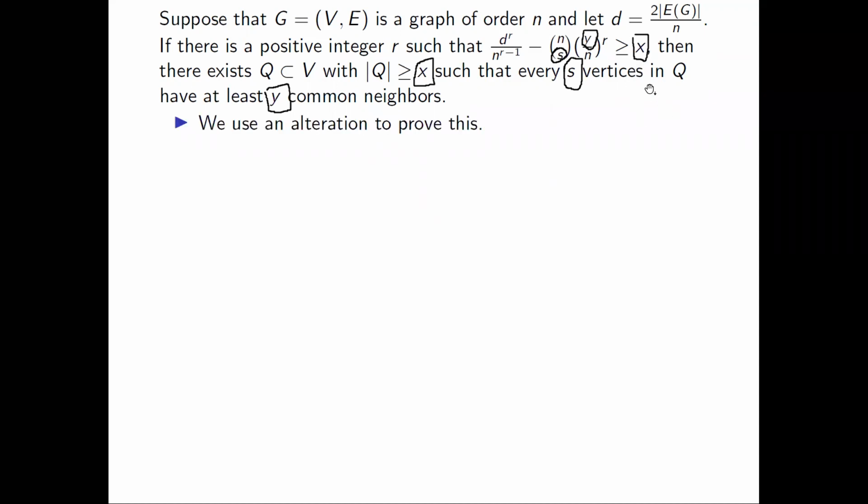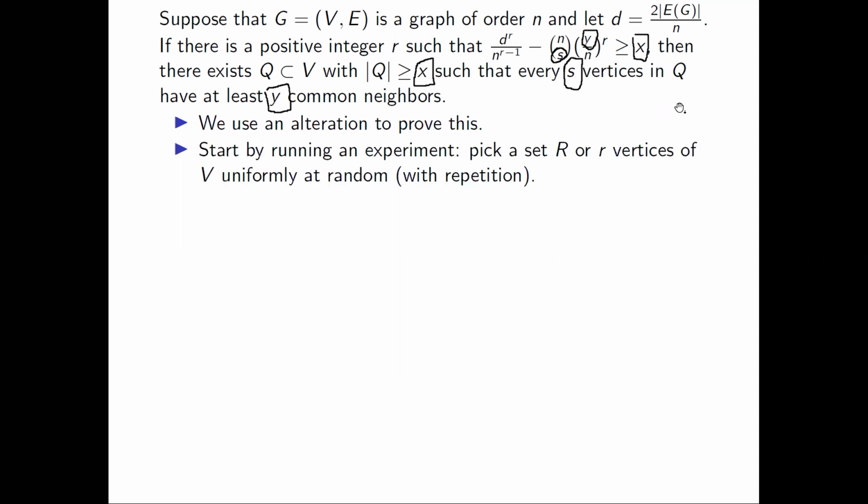And in order to prove this, we're going to use an alteration. And to use an alteration, we're going to run an experiment. Here's how our experiment's going to go. We're going to pick a set, we'll call it big R, of r vertices of the vertex set V, so that should be r right there. And these vertices will be picked uniformly at random, but with repetition.